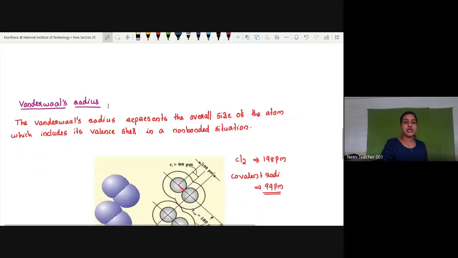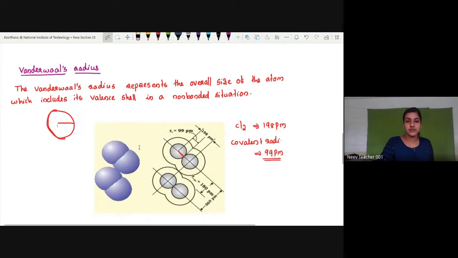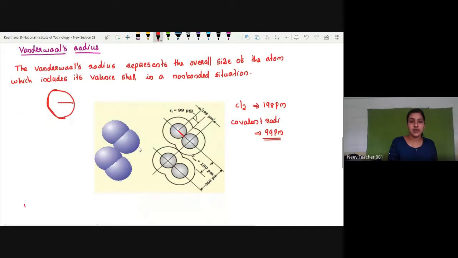And the van der Waals radius, if it is a chlorine atom, including valence electrons, it is simply the radius of an atom in a non-bonded situation. And also, if you want to find the van der Waals radius, you can take half of the distance between two similar atoms in separate molecules in a solid. Okay, I will write it here. Half of the distance between two similar atoms.